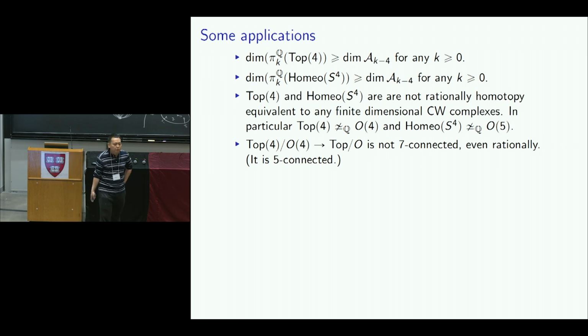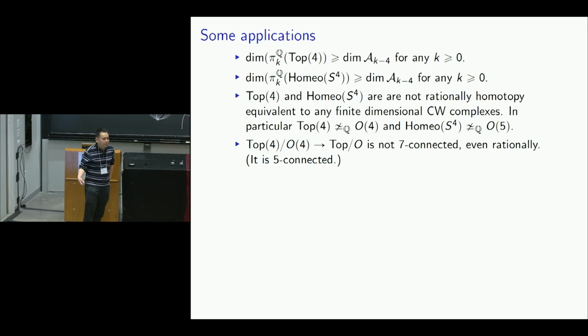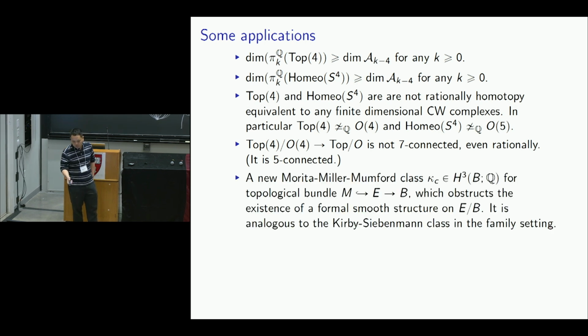For example, Quinn used this 5-connectedness to prove that any two diffeomorphisms which are homotopic to each other become isotopic after sufficiently many stabilizations. As another corollary, we show that this map is not 7-connected, even rationally. Another application is that, using this non-trivial homotopy group, you can consider some characteristic classes for topological bundles, which obstruct the existence of a formal smooth structure on a topological bundle.